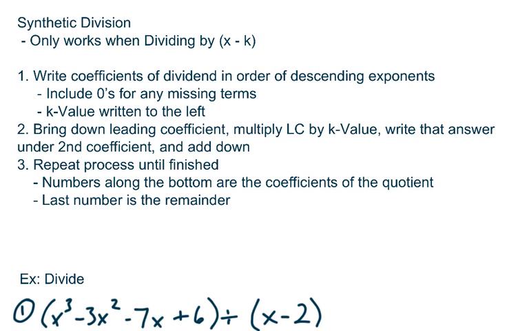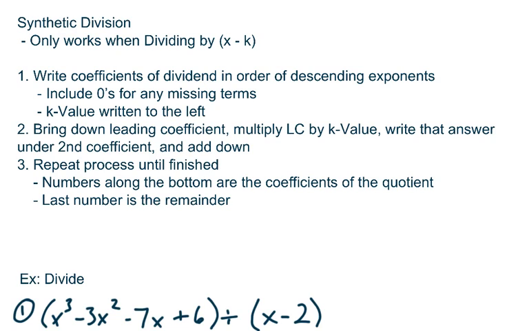So I've got the steps written down here below. Write the coefficients of the dividend in order of descending exponents. Make sure you include the zeros for any missing terms. And then your k value is written to the left. I'll show you what that all means in just a second. Step number 2, bring down the leading coefficient. Multiply the leading coefficient by the k value. Write that answer under the second coefficient and add down.